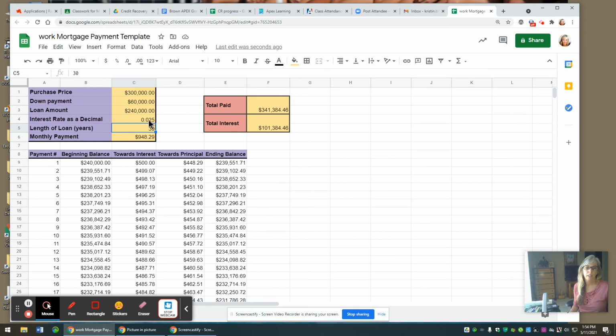What if I had a great rate and I was able to pay it over, and by the way, look at what our monthly payment did too. It was over 1,000, now it's under 1,000 when we got a better rate.